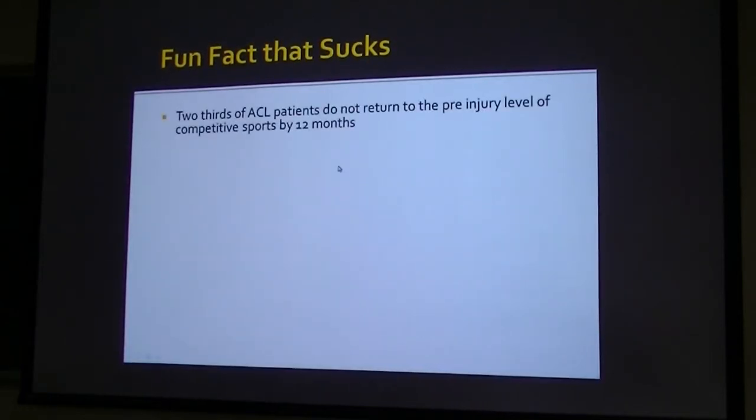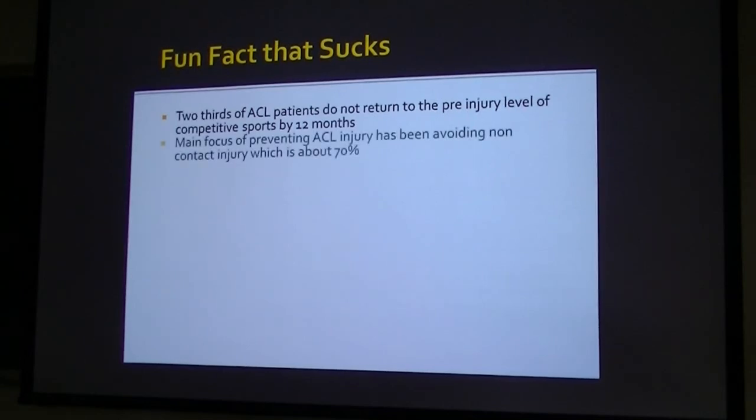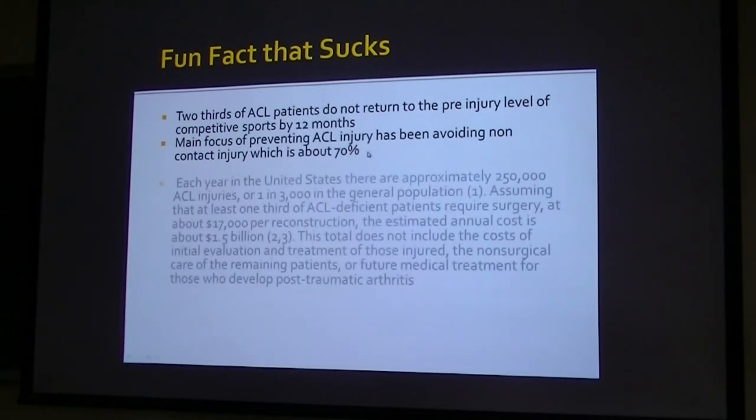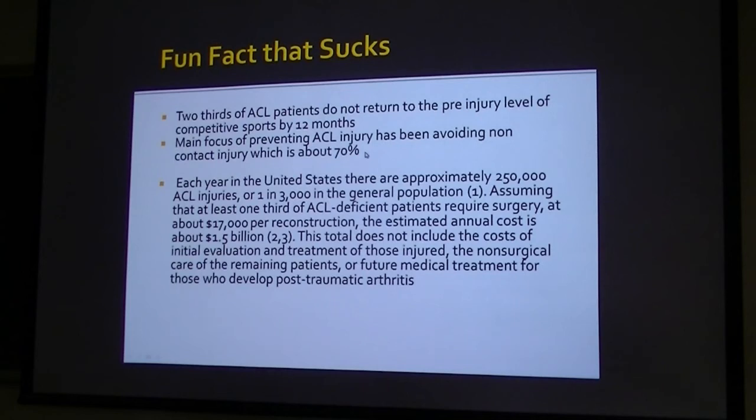So just some fun facts that I thought really sucked about ACL injuries and knee problems: two-thirds of ACL patients do not return to pre-injury level of competitive sports by 12 months. The main focus of preventing ACL injuries has been avoiding non-contact injury, which is 70%, which I thought was a little bit high. One kid in my other class was doing a presentation on the ACL, and I asked him what he thought was more prevalent, contact or non-contact, and he thought it was contact, but really it's 70% non-contact.